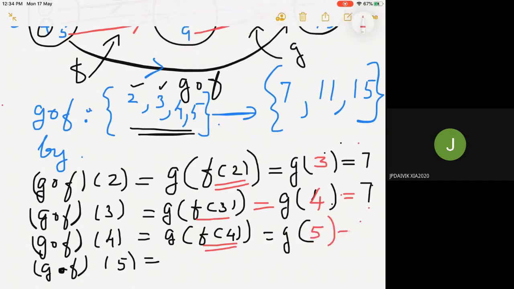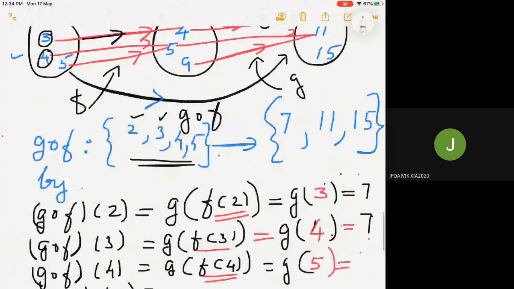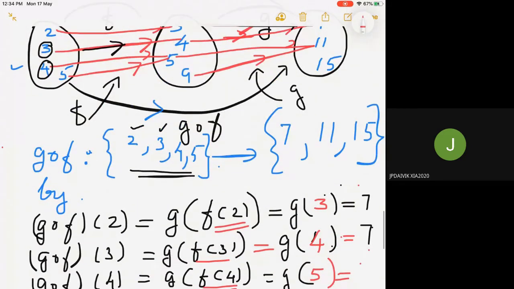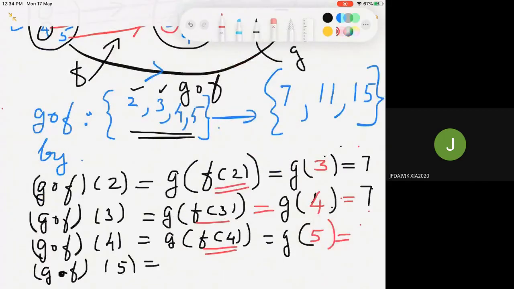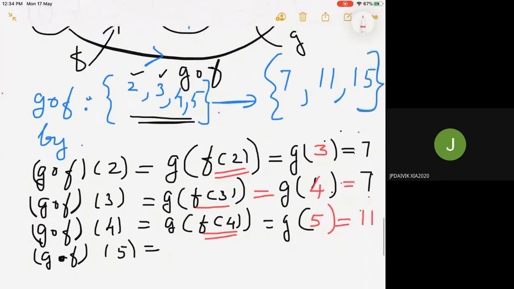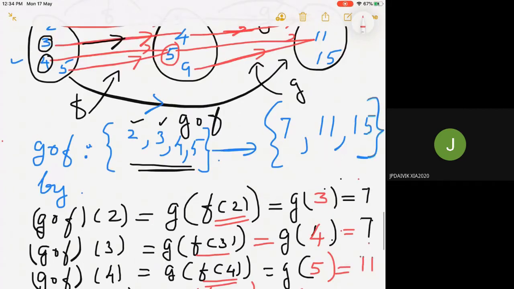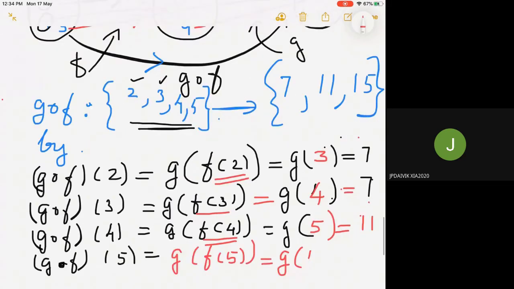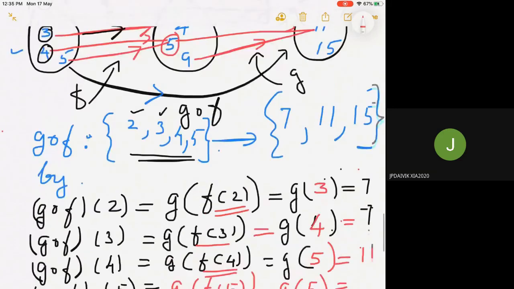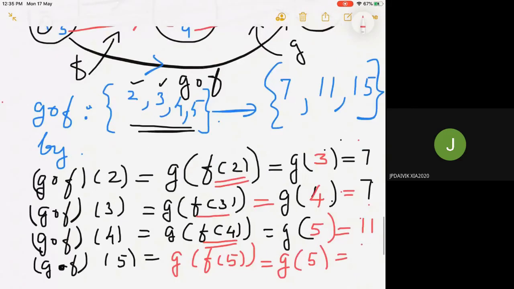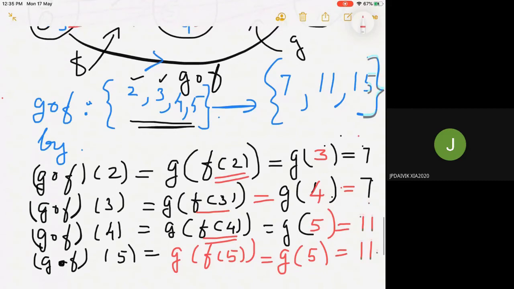Next, you have to write G of 5. G of 5 means you have to look at the second function. The image of 5 is 11. Similarly, G of F of 5: F of 5 is also 5, and G of 5 is again 11. So this is the answer.